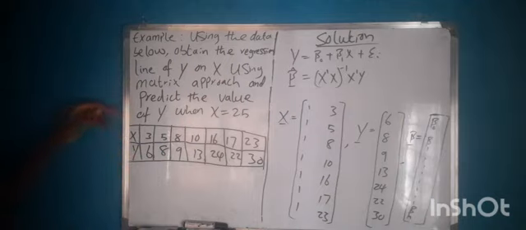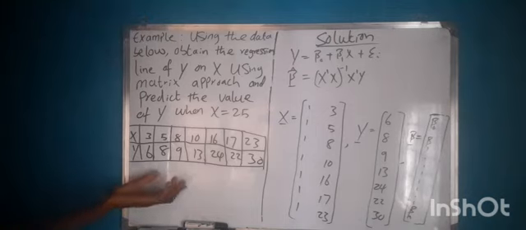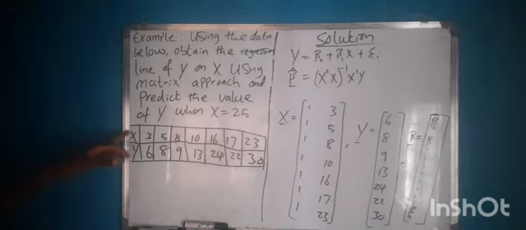So the question says, using the data below, obtain the regression line of y on x using matrix approach and predict the value of y when x is equal to 25. Here is the data. We have our x, which is the independent variable, and y, the dependent variable. So we're going to start the solution.